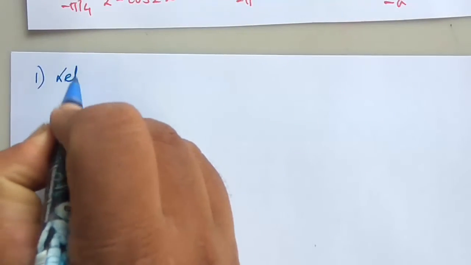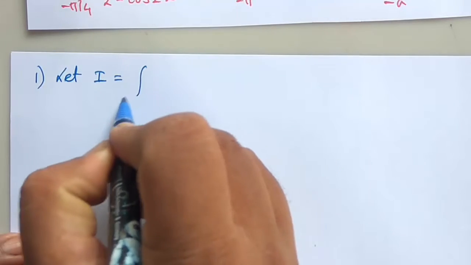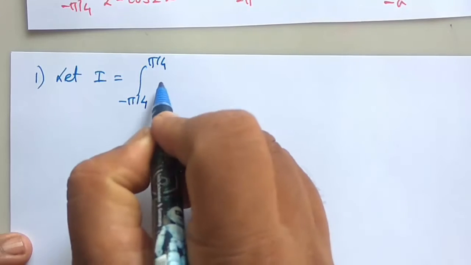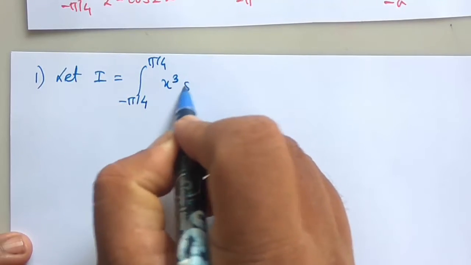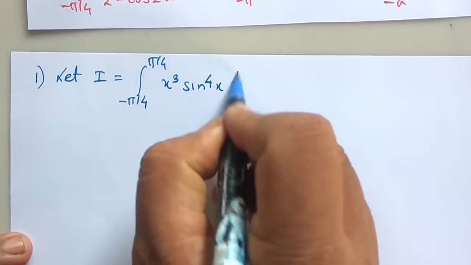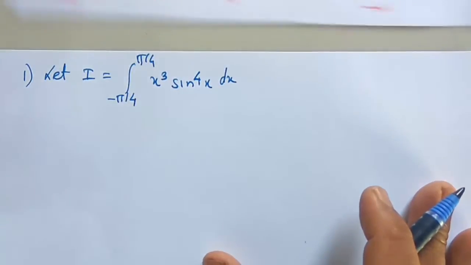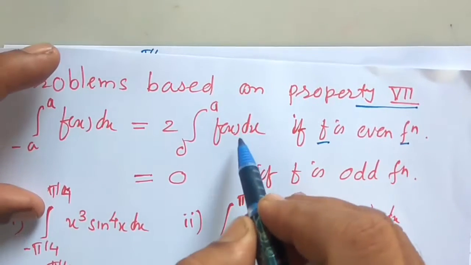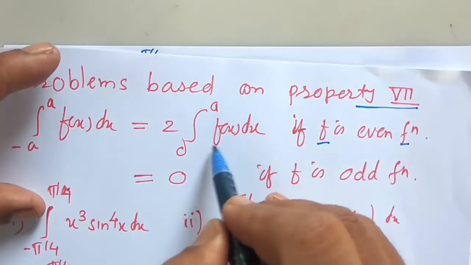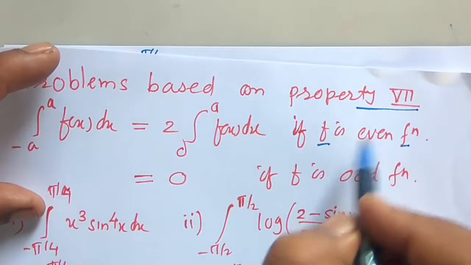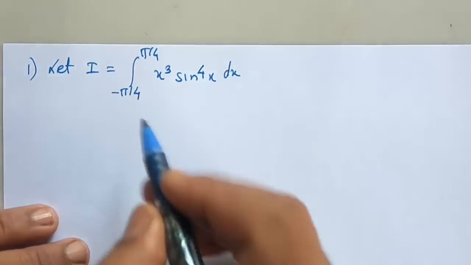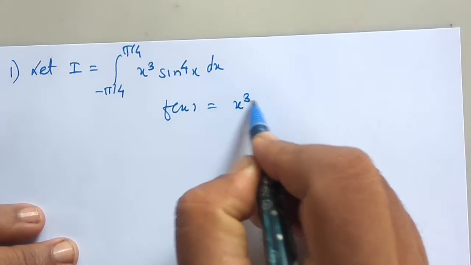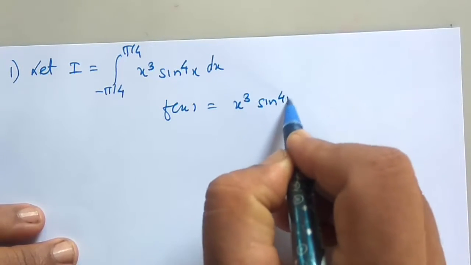Let us denote I is equal to the integration from minus pi by 4 to pi by 4 of x cube sin raised to 4 x dx. Now in order to use the property, we test the function for even or odd function. So we denote f of x is equal to x cube sin raised to 4 x.